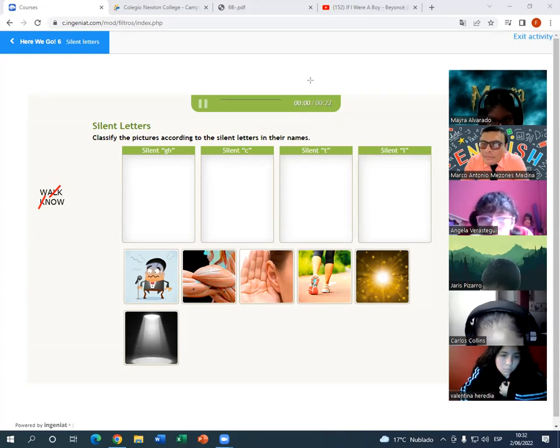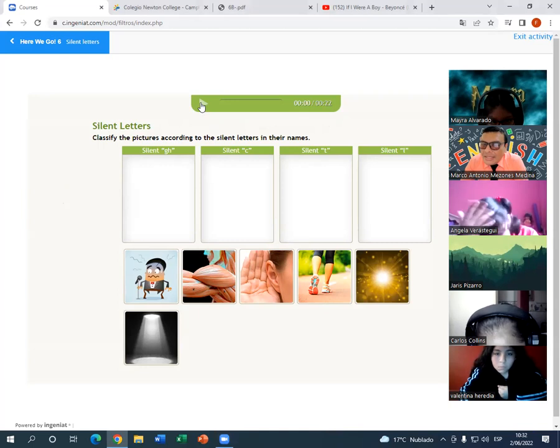I'm going to listen to the audio. I'm going to play the audio 3 times. And then we need to classify the silent letters with silent H, silent G, silent C, and silent T. Listen and pay attention.